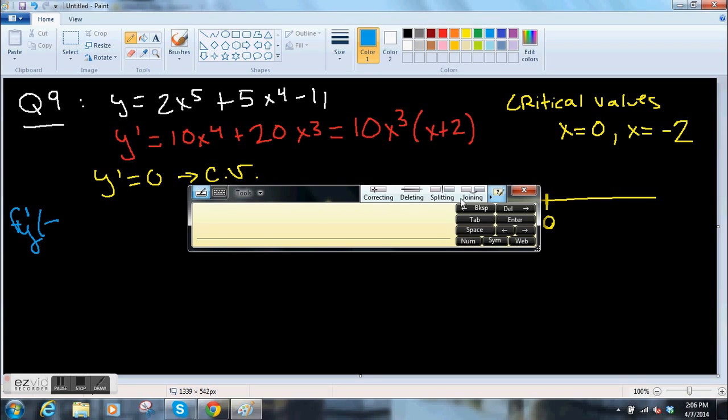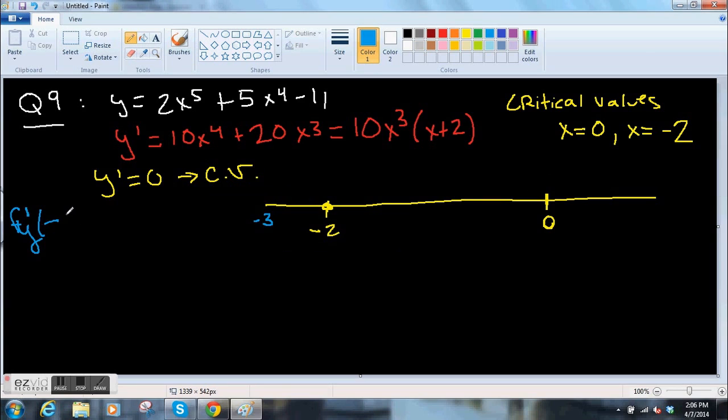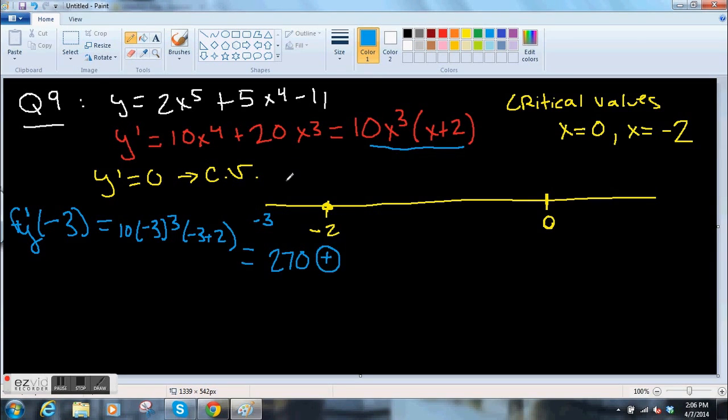Get out of there, y prime, no tools, I don't want you, of negative 3. So I'm going to plug negative 3 into this function. So that's 10 times negative 3 cubed times negative 3 plus 2, right there. You're plugging negative 3 into the first derivative, and that gives you 270. So the value doesn't matter, but what matters is this is positive. So I put positive there, like that.